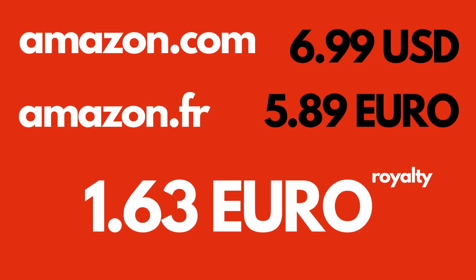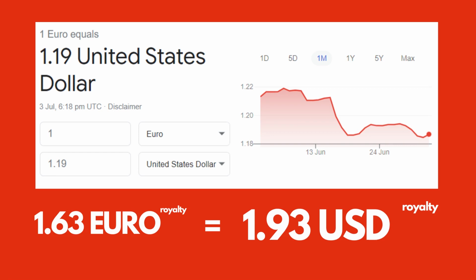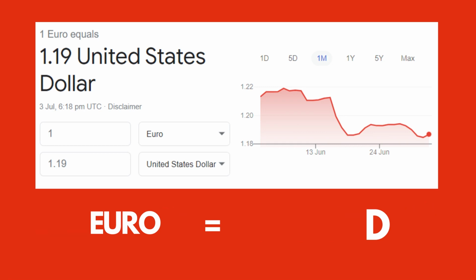So for example, if you kept the book price as $6.99 for Amazon.com, then KDP will auto-calculate the book price for the France market as €5.89, and with that you'll be earning €1.63 royalty for each book. And if we take a look at the euro to USD converter, then €1 equals $1.19. This is at the time of recording this video. And now with €1.63, you'll actually be earning a royalty of $1.93.